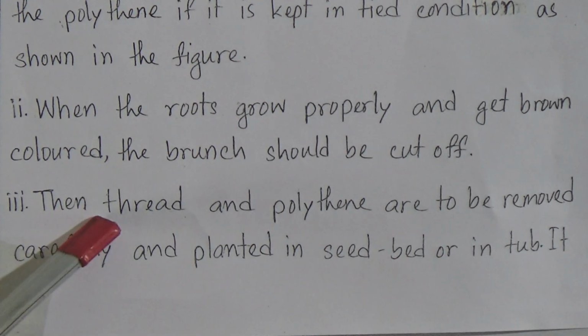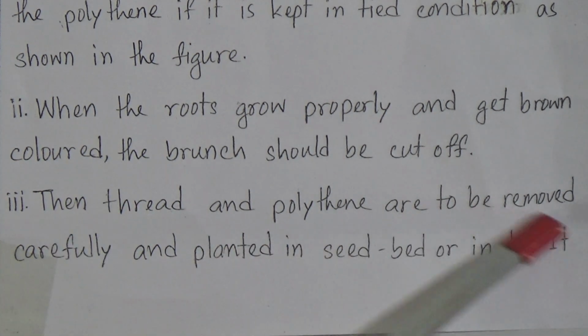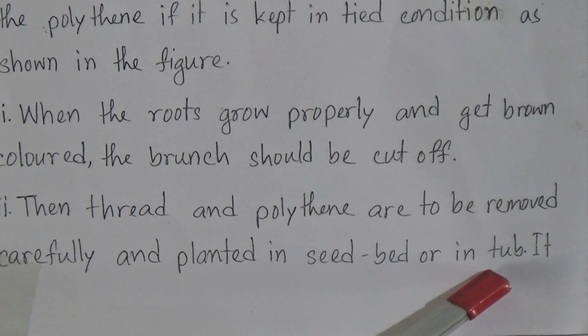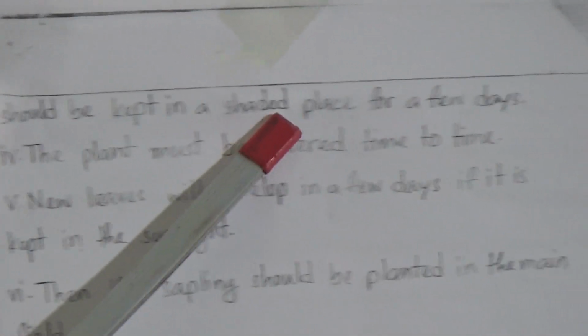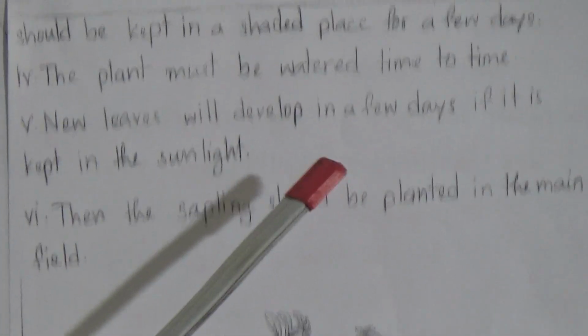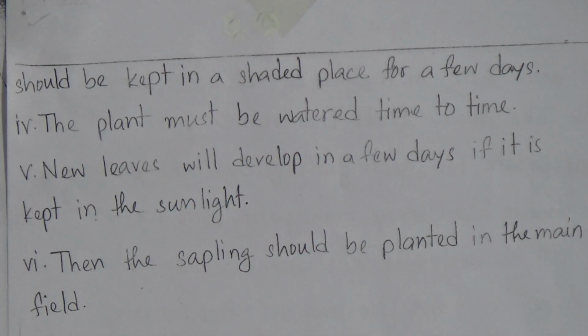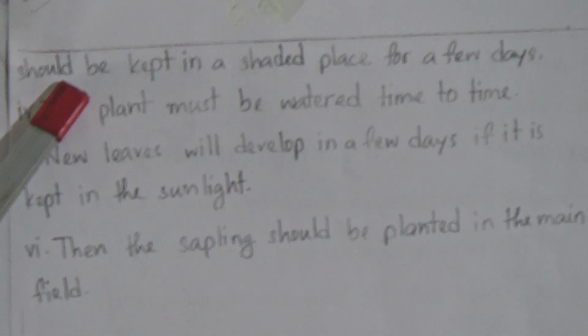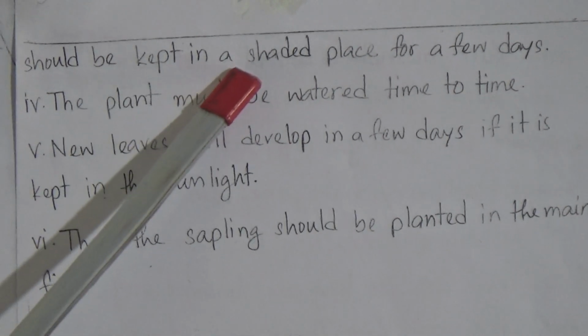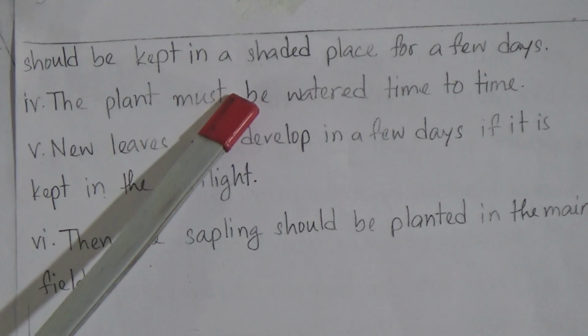Number 3, then thread and polythene are to be removed carefully and planted in seed bed or in tub. It should be kept in a shaded place for a few days. So, we will remove the thread and polythene and then we will plant it in a seed bed or in the tub, but we will keep this sapling in a shade for a few days.